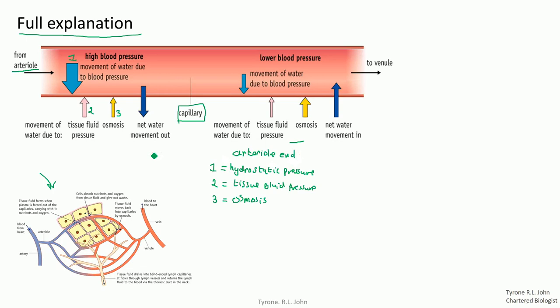So what we've got is there are actually three factors involved in the formation of tissue fluid. We've got the high hydrostatic pressure, point number one, which is within the capillary and it's forcing tissue fluid out. The arrows two and three are the factors that are drawing tissue fluid back in.